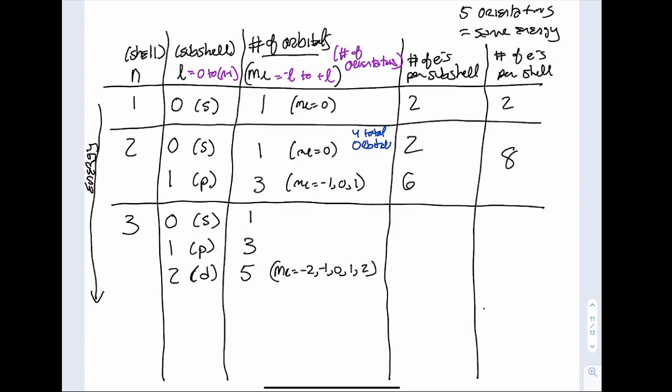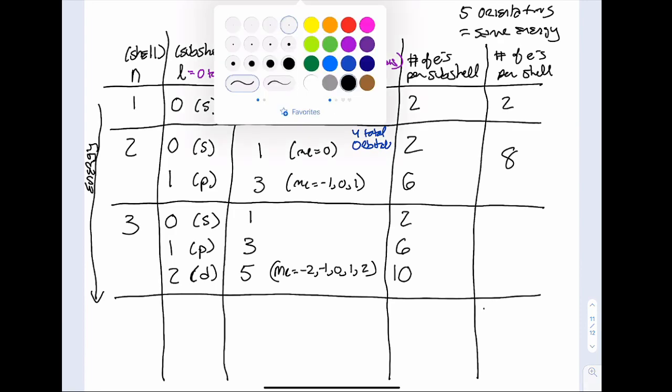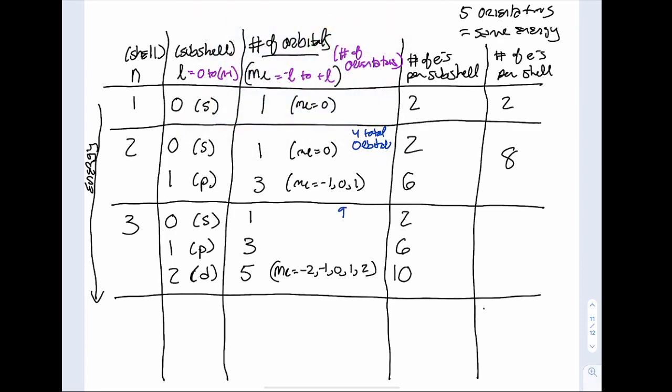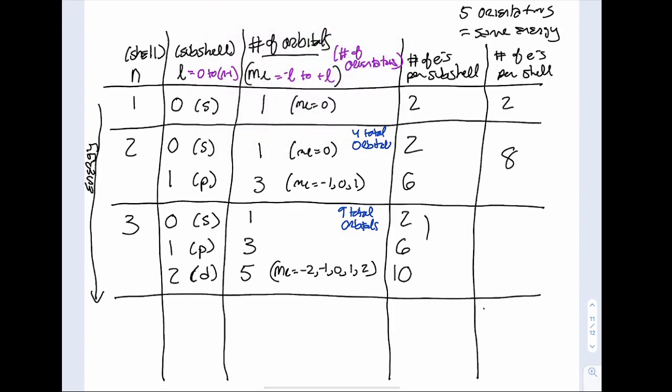So electrons, since I have 1 s, I can have 2 electrons in it. Since I have 3 p orbitals, and I can put 2 in each, that gives me 6. I have 5 d orbitals, I can put 2 electrons per, so that gives me 10. If we want to do it this way, I have 9 total orbitals, right? They don't all have the same energy, but I have 9 total orbitals. So 9 times 2 would give me 18, and then we can do the math by adding these together. 2 plus 6 is 8 plus 10 is 18. So just double checking our numbers.